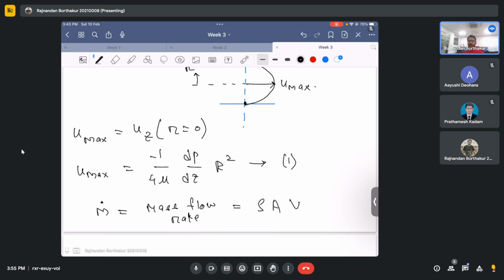Okay, I'll give you a hint. Last week, when we calculated the volume flow rate, we integrated the velocity profile along the y direction, and that gave us the average velocity. From that average velocity we calculated the volume flow rate, which is basically the area times the average velocity.